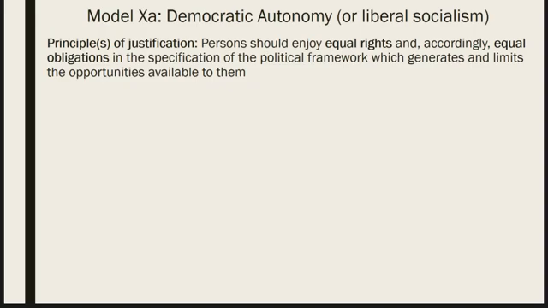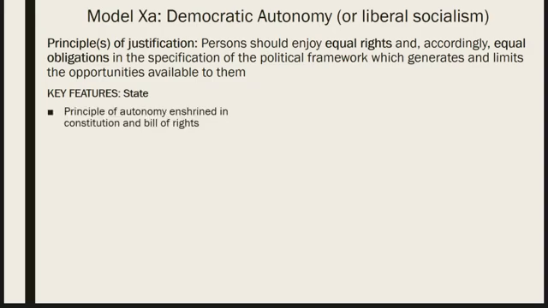So we have the key features, what this model would look like in terms of the state, and then what it would look like for the civil society. And he asks questions, as I said, about things like, is participation an obligation?